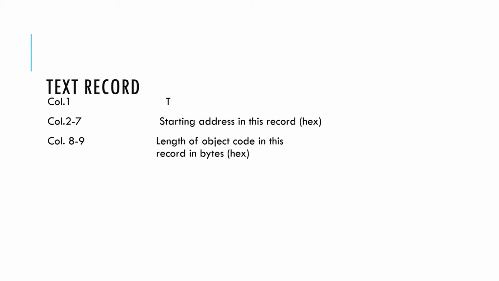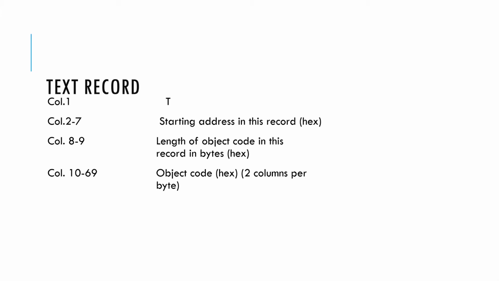Next, the text record. See, in the text record, the first one, as you know, should be T, similar to the header record. Then the starting address of the record. The next one is the length of object code in this record. Then the object codes. From 11 to 69 means it's 59, 59 plus 1, 60. So you can have 60 object codes.